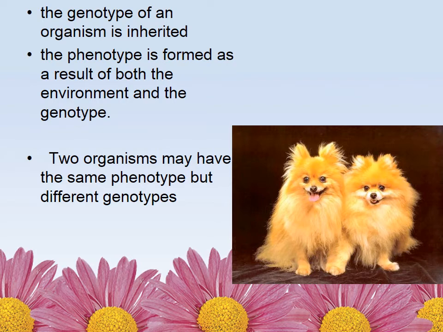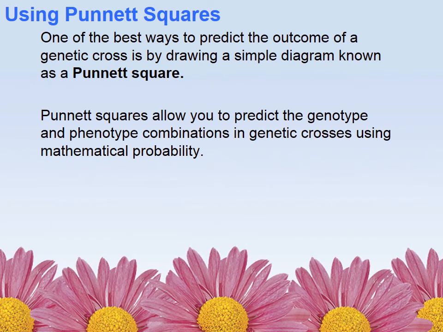So 2 organisms could have the same phenotype but different genotypes. These 2 little dogs kind of look the same, but they still might have a different genotype. One could be, say, big T, big T, and one big T, little t. And the way we can predict this is by using a diagram called a Punnett square. It's named after a guy named Punnett, that's why the P is always capitalized, and it allows you to predict the genotype and phenotype mathematically.